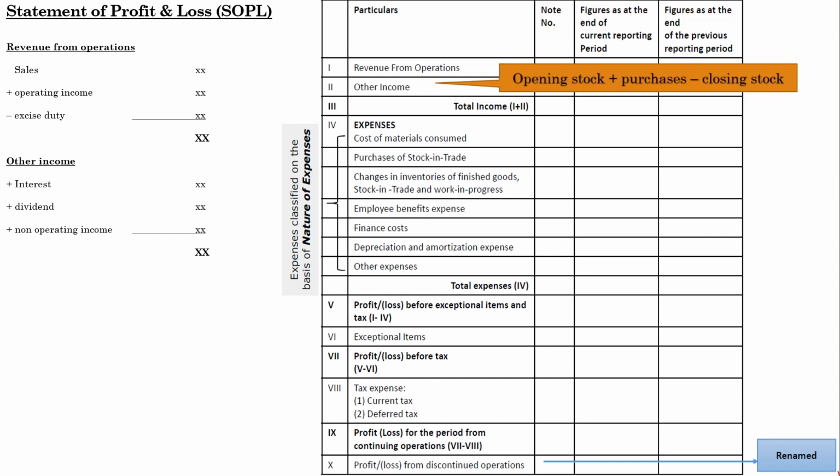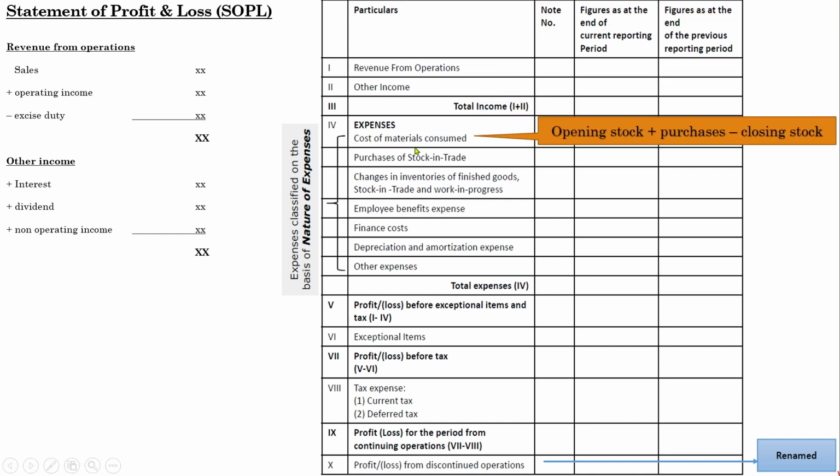First one under expenses is cost of material consumed. Cost of material consumed simply means cost of production. It is the cost incurred by a businessman for producing their material. There is an equation for finding the cost of material consumed: opening stock plus purchases minus closing stock gives you the cost of material consumed. If it is given directly in the question, you can directly write down the amount in the respective column. Otherwise, if you come across a question where opening stock, purchases and closing stock are given, you have to compute that amount.